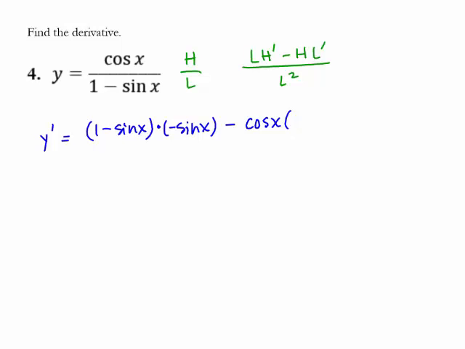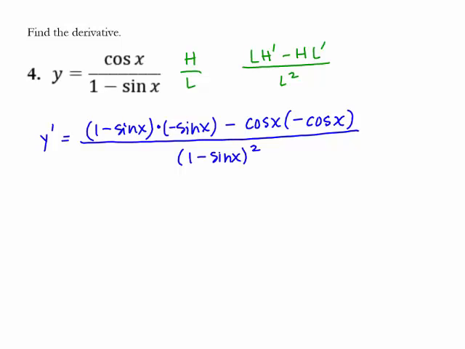The derivative of 1 is 0. The derivative of sine is cosine. So that's a negative sign. That makes this negative cosine. All over the bottom squared: 1 minus sine x all squared.